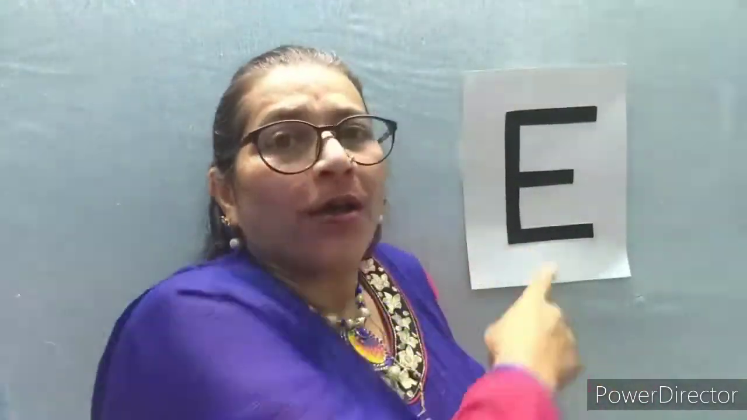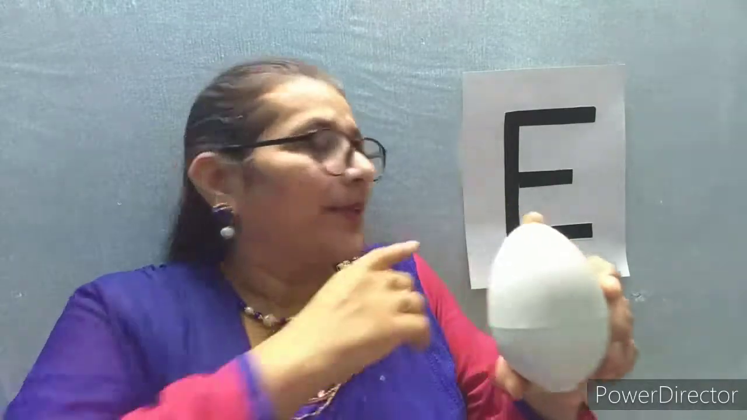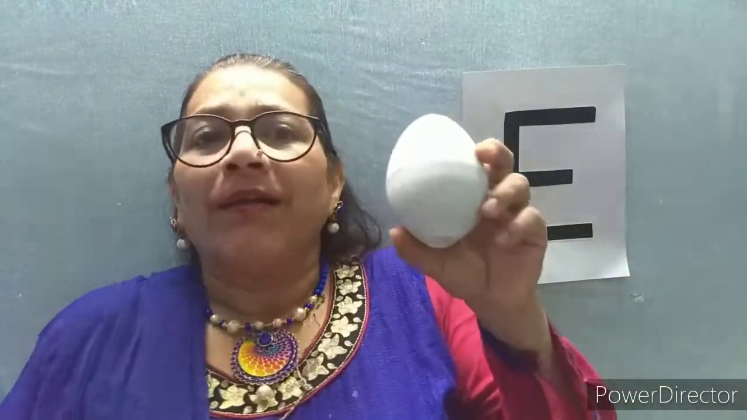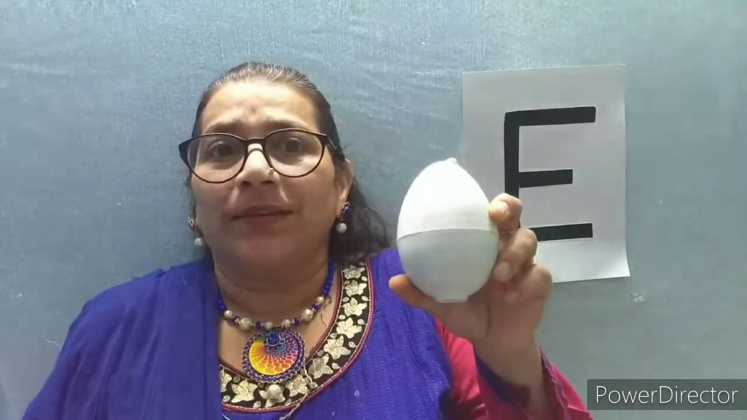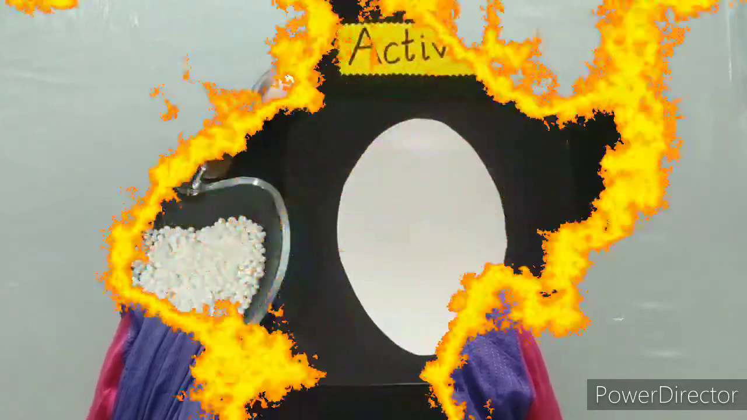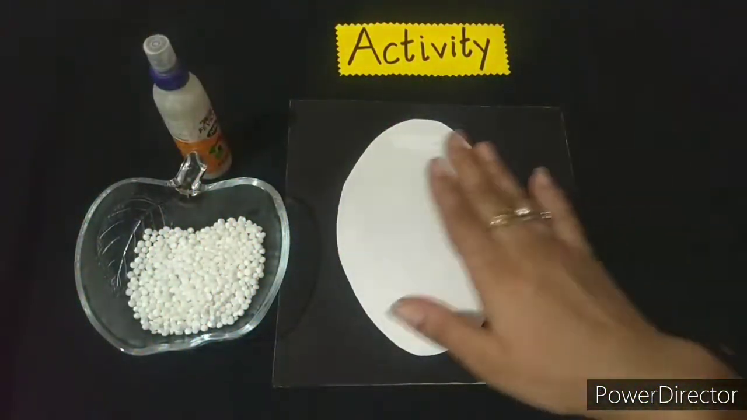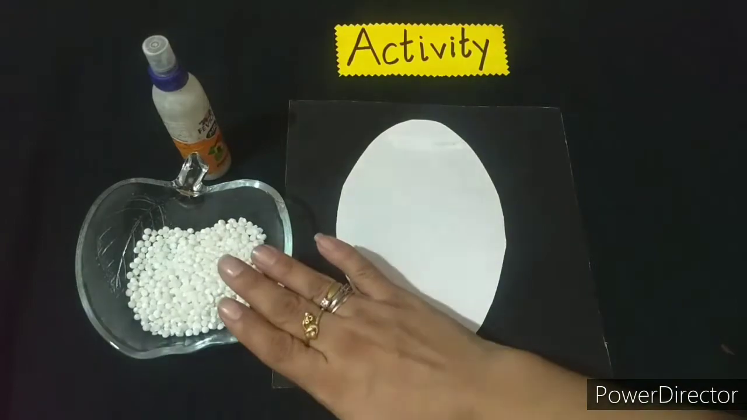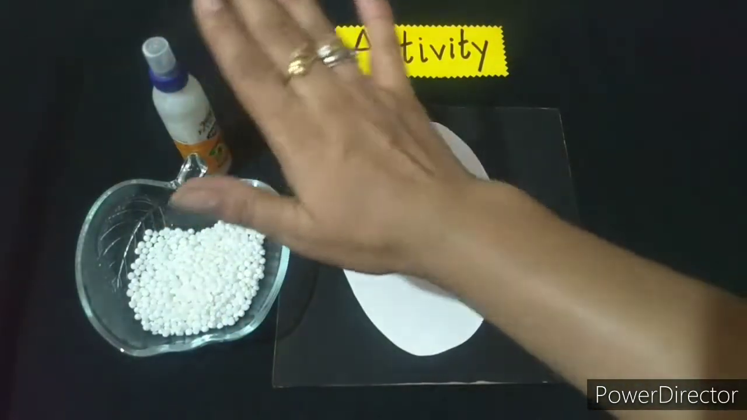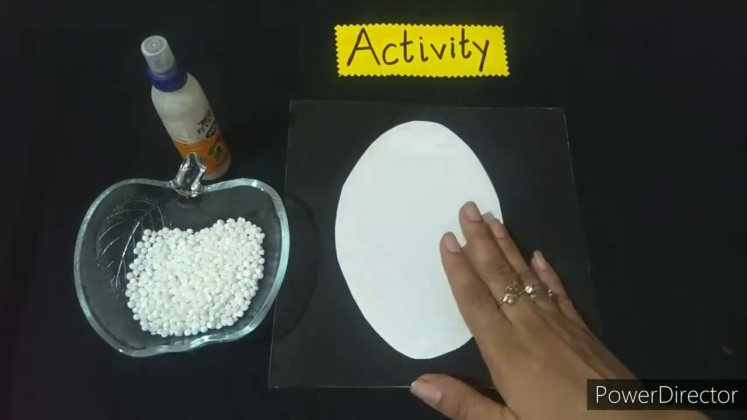E for egg. Let's do an activity for alphabet E. Look children, what are these? Sabudanas. And what is this? Fevicol. This is E for egg.